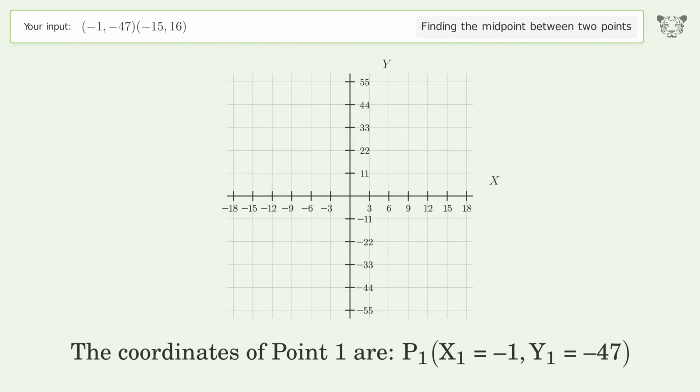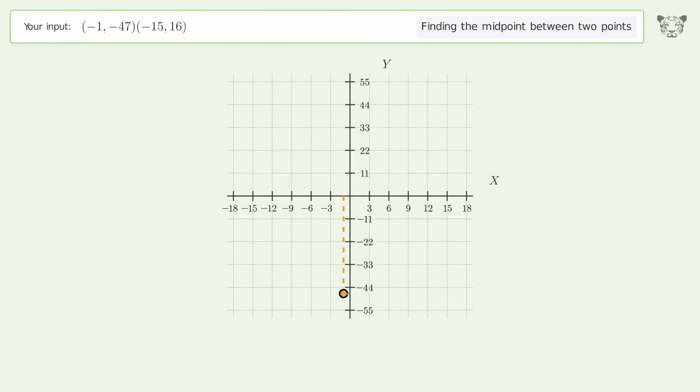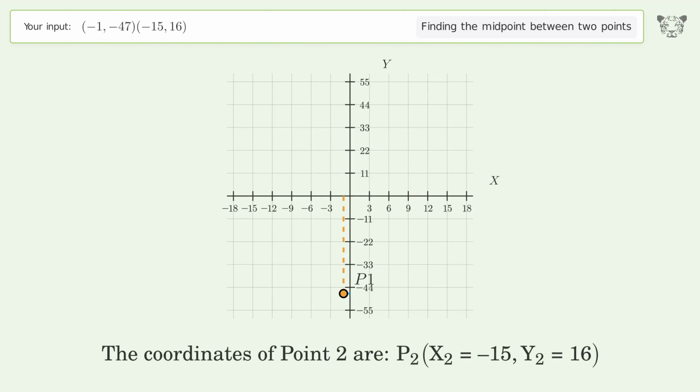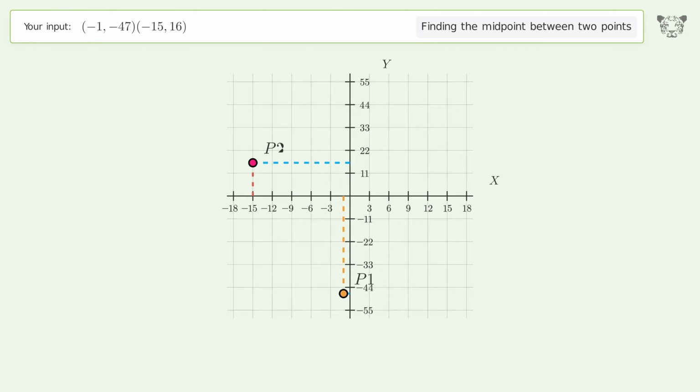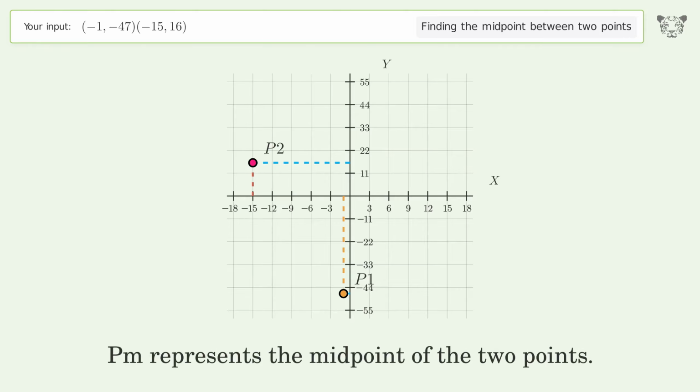The coordinates of point 1 are x1 equals -1, y1 equals -47. The coordinates of point 2 are x2 equals -15, y2 equals 16. PM represents the midpoint of the 2 points.